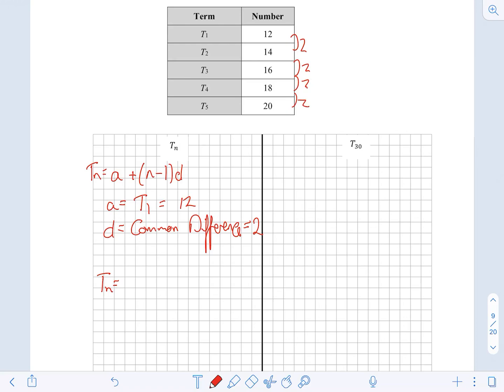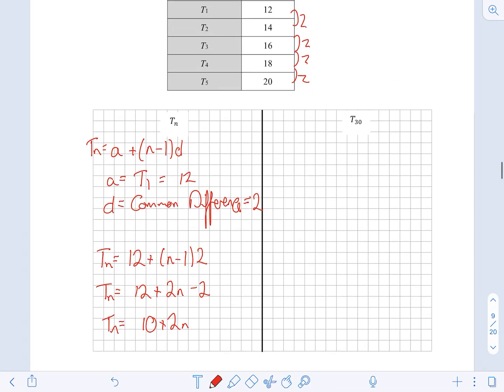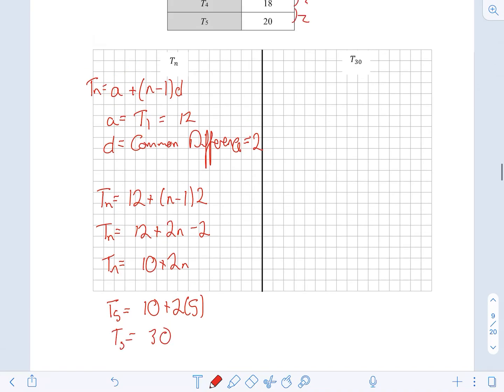Tn is equal to 12 plus n minus 1 times 2. So Tn is equal to 12 plus 2n minus 2. So Tn is equal to 10 plus 2n. And we can check our answer by looking at T5 is equal to 10 plus 2 times 5. T5 is equal to 30.